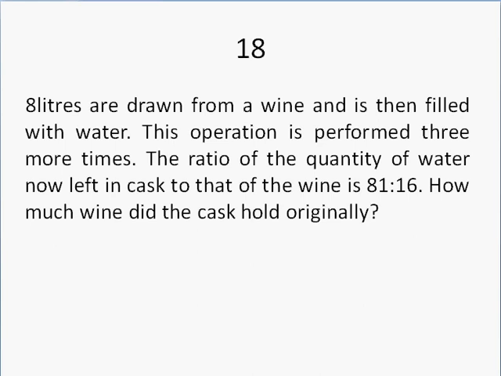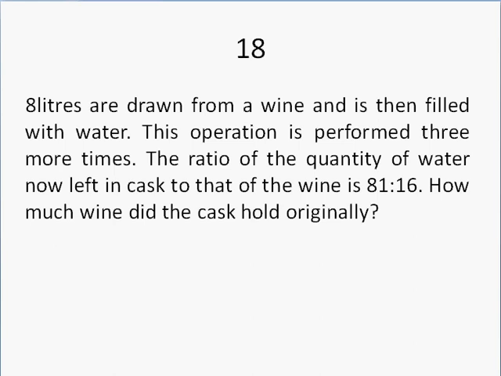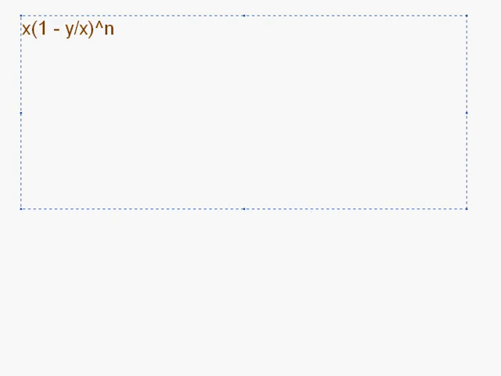Now this question is very interesting. What to do in this particular question? We only know 8 liters are drawn. If you remember the formula that I discussed earlier, it was x times (1 minus y upon x) raised to power n. Looking at this formula, what values do we know? Do we know x? No, we didn't know the quantity of wine in the cask. Do we know y? Yes, we know y.